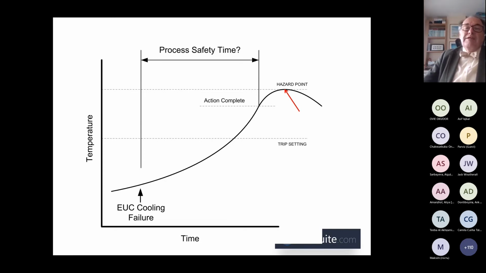The difficulty with this is that this is indeterminate. We don't know what the nature of this failure might be, how severe it might be, and therefore what trajectory we might suffer when this incident arises. So this process safety time would vary depending on the nature of this initiating event, this failure. So not really satisfactory in terms of allowing us to identify what the response requirements are from the SIF itself.